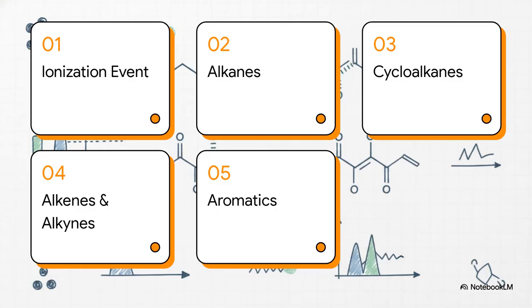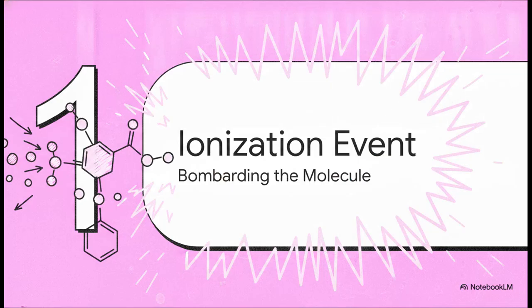Here is our detective's notebook for today. 1. The initial ionization event. 2. Alkanes, chains and branches. 3. Cycloalkanes, breaking the ring. 4. Alkanes and alkynes. And finally, 5. Aromatics and tropylium ions. Let's kick things off with Section 1, the initial ionization event, bombarding the molecule.